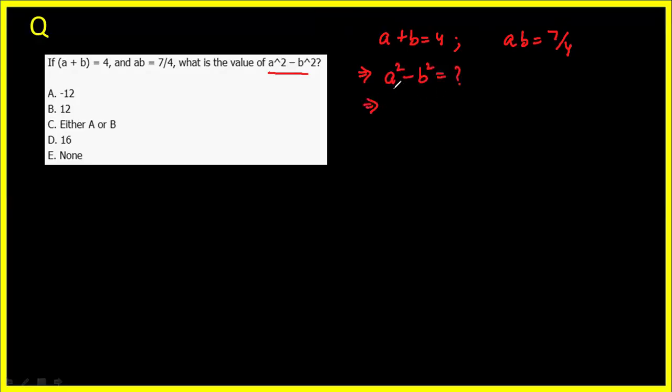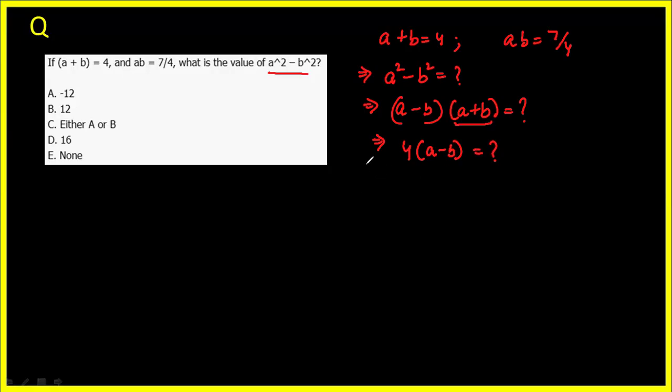Now, what is the value of a square minus b square? Can we write a square minus b square as a minus b into a plus b? Right? That's the basic formula. What is a plus b given? That value is given as 4. So can we substitute a plus b as 4? So can we say that 4 times a minus b, that value is required in the question? Already we have the value of a plus b. So 4 times a minus b, that value is required.